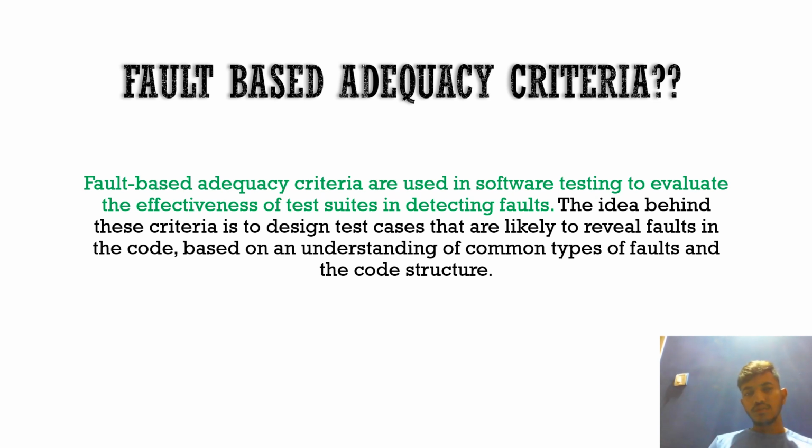So this is also the same as mutation adequacy, how we introduce mutations, right? This is also a fault-based adequacy criteria in software testing to evaluate the effectiveness of test suites. Whenever we introduce mutations, how effectively will the test suites detect the faults? That is one of the fault-based adequacy criteria. The idea behind this criteria is to design test cases that are likely to reveal faults in the code, based on an understanding of common types of faults and the code structure.